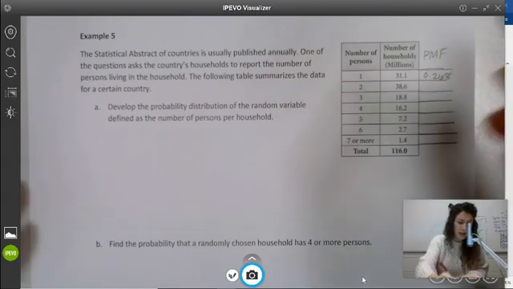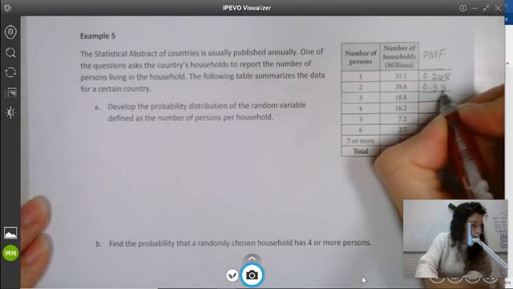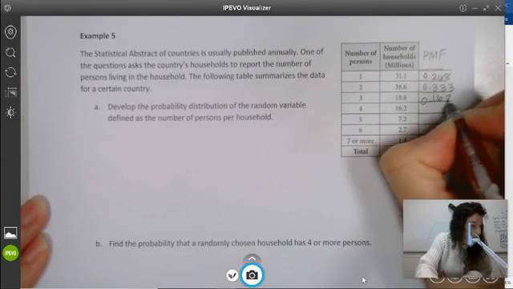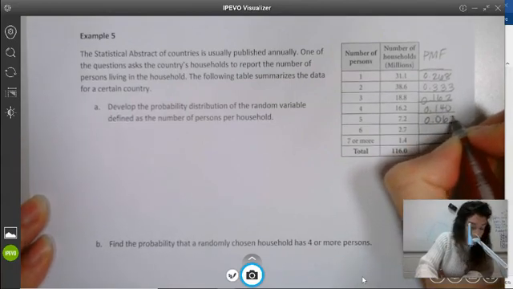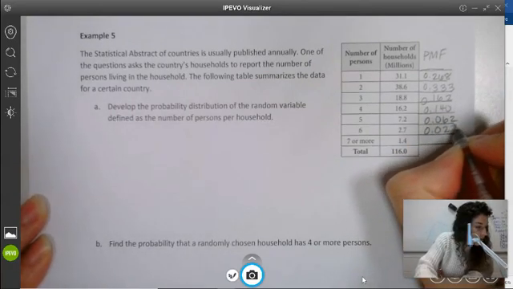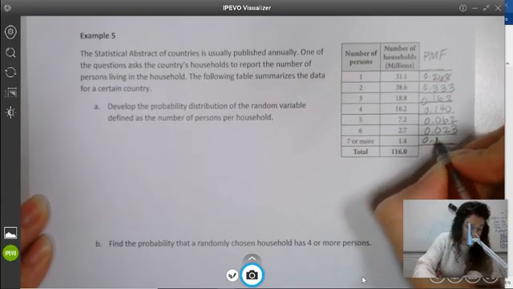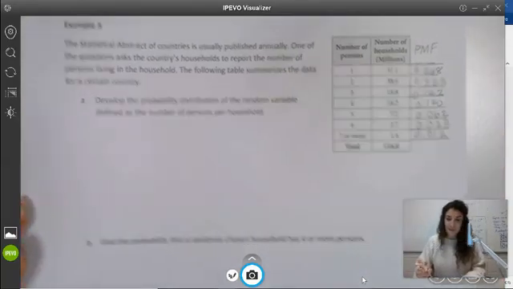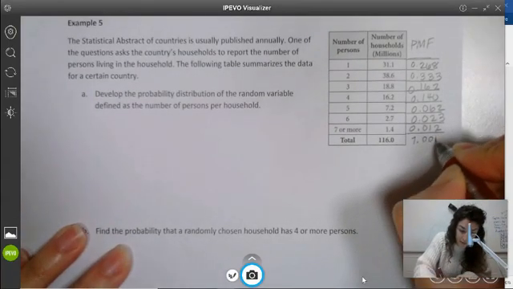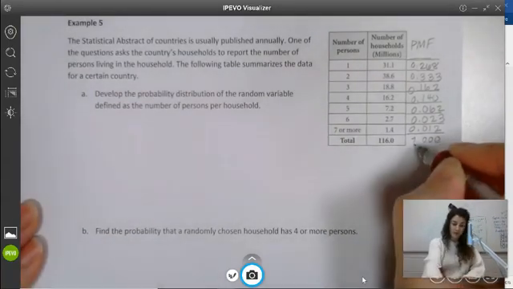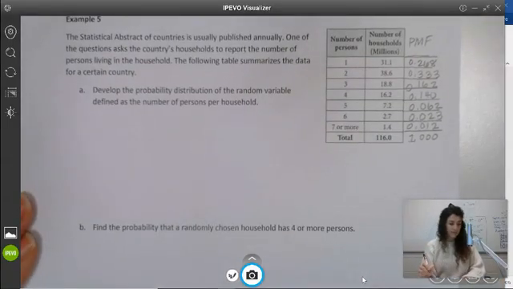All right, so dividing them all out, we should have gotten 0.333, 0.162, 0.140, 0.062, 0.023, 0.012. If you add those up, they should all add to 1.